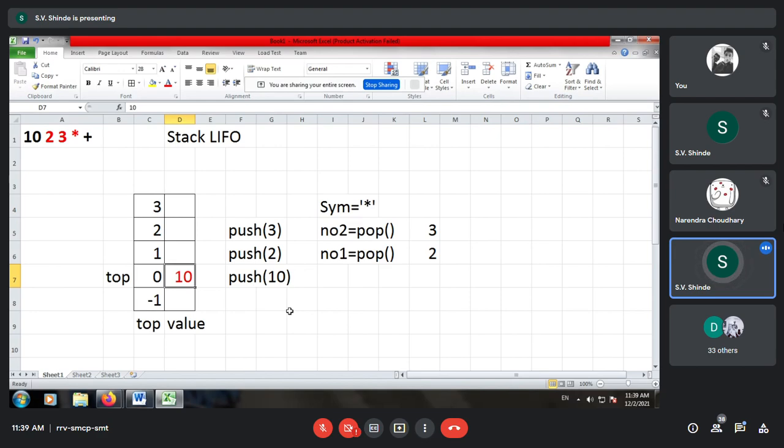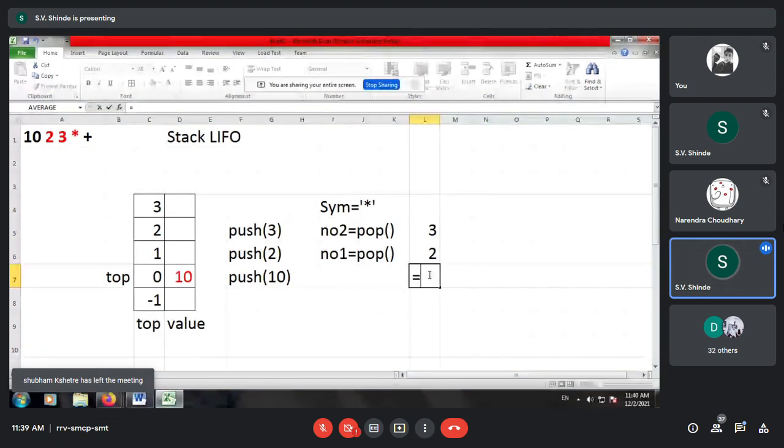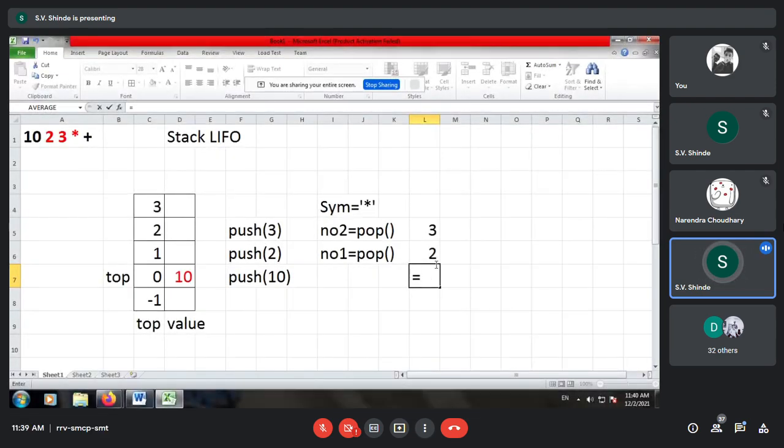Everyone getting the status of the stack? Yes, participants. Now we have to execute this number 1 and number 2. Since we get 3 and 2, so we'll get the answer. The symbol is multiplication. Therefore, number 1 is nothing but your 2. Second, number 2 is nothing but 3.